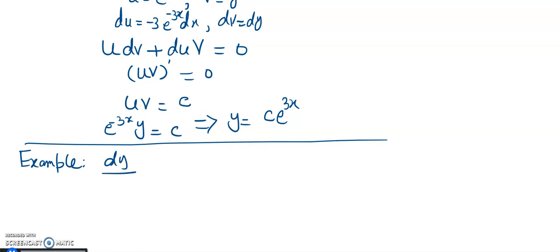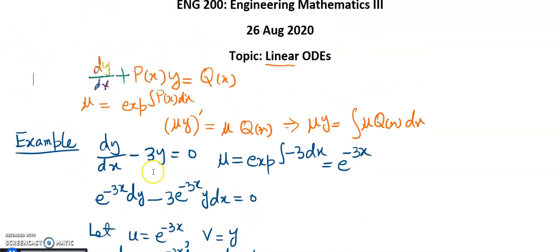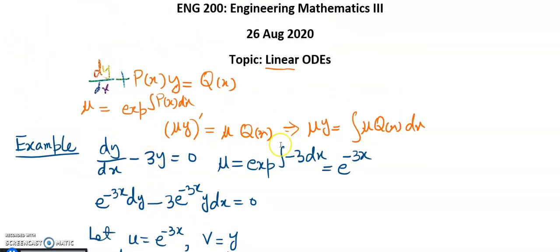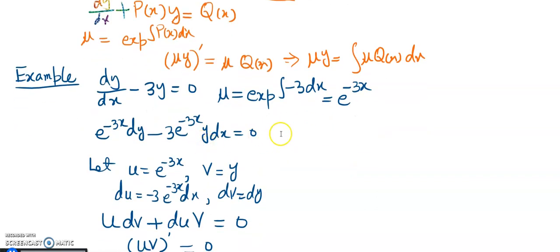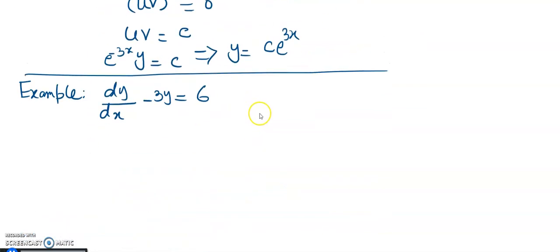This is the same as the previous one, dy over dx minus 3y is equal to c, but the only difference is that instead of 0 over here we get 6. In the previous case for minus 3y we got the integrating factor as e power minus 3x. So the integrating factor will be the same, because this equation is in the standard form, and the integrating factor will be e power minus 3x.